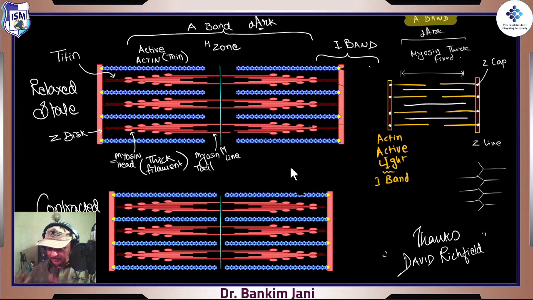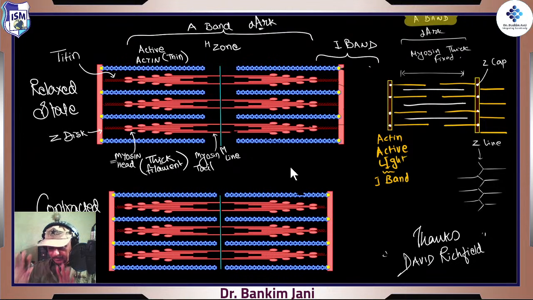But right now, just for the sake of simplicity, just consider this is the Z line. Actually, the Z line would be like this. It would be zigzag. So that in between, from here, they can go to the other side of this sarcomere, right? So that is the second unit. Okay.